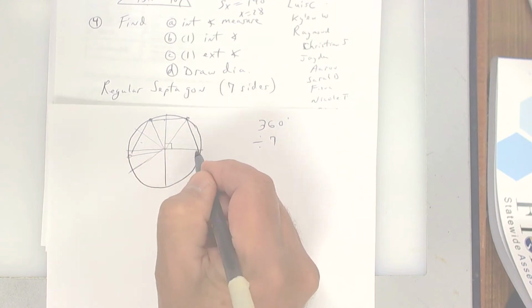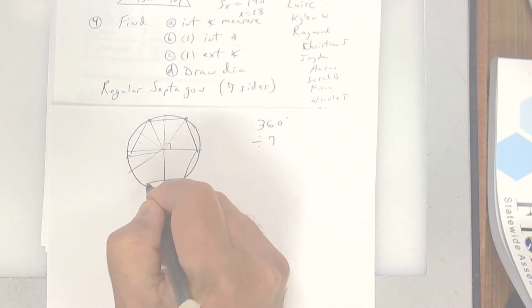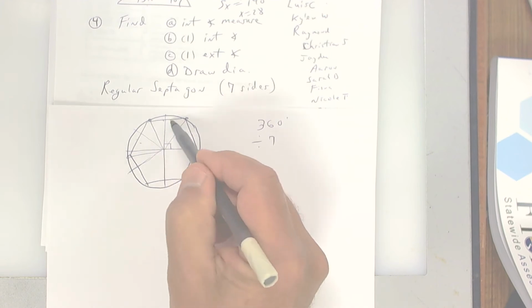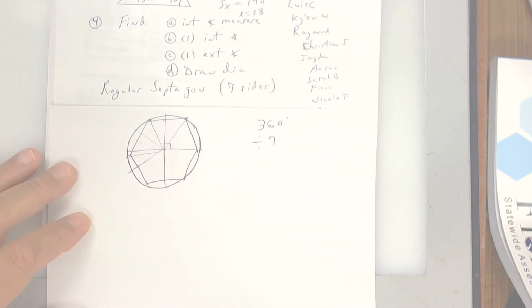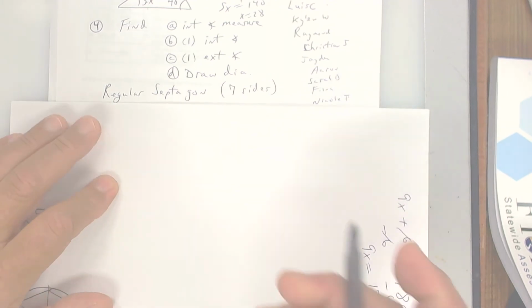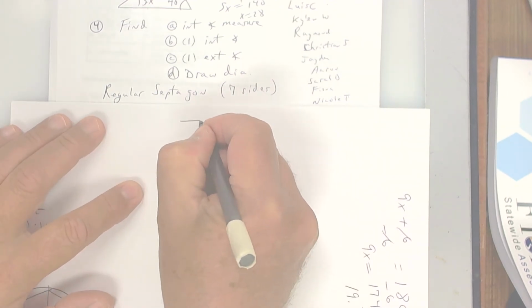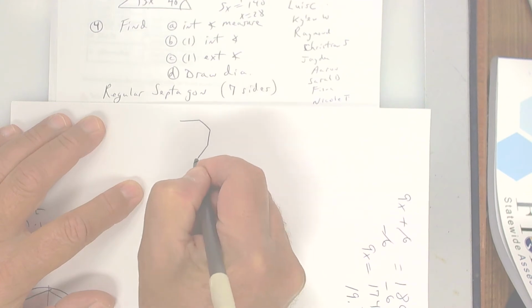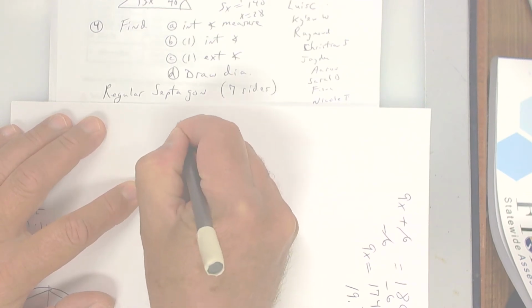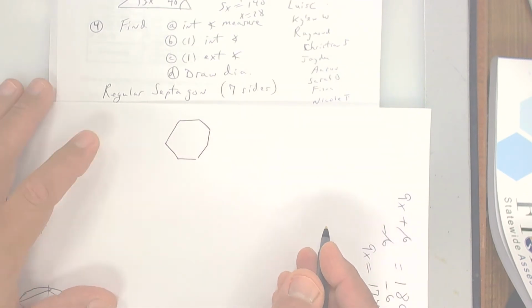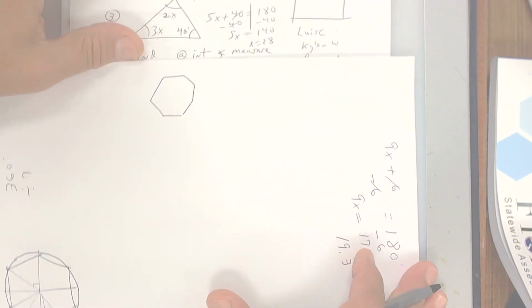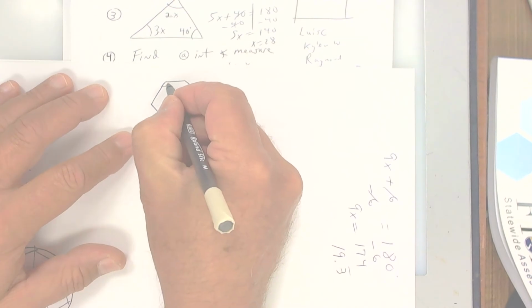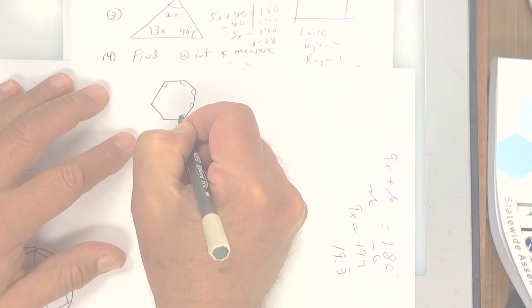1, 2, 3, 4, 5, 6. This one is a hexagon, regular hexagon. But I want 7 sides. I'm just going to freehand it. So here we go. 1, 2, 3, 4, 5, 6, 7. So that is a regular septagon. The question here is find the interior angle measure. So all of these angles is what I'm looking for.